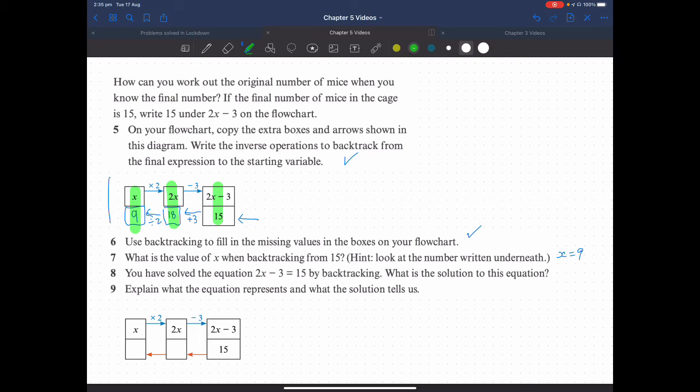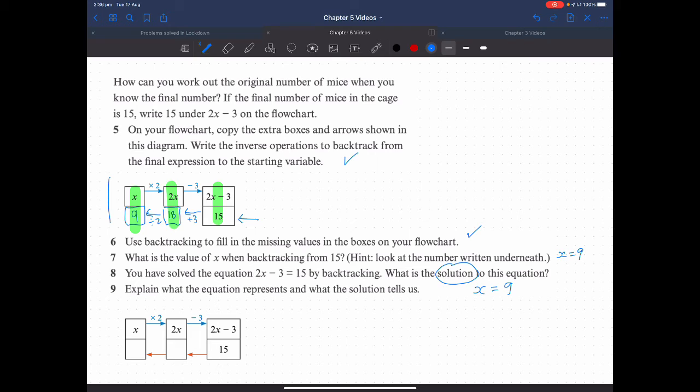Question number 8 says, you have solved the equation 2x minus 3 equals 15. What is the solution? Solution means answer. So what is the solution to this equation? It is x equals 9.